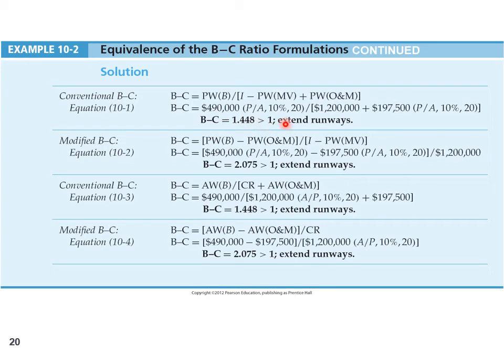We need to compare this with 1. If the ratio is greater than 1, it means that the benefits are more than the cost. Therefore, we accept the project. If this is less than 1, then the benefits are less than the cost and we reject the project. So the comparison in BC ratio is with 1. We compare this ratio with 1. If it is greater, we accept the project, otherwise we reject. Although their values between conventional and modified are different, the final decision is the same.